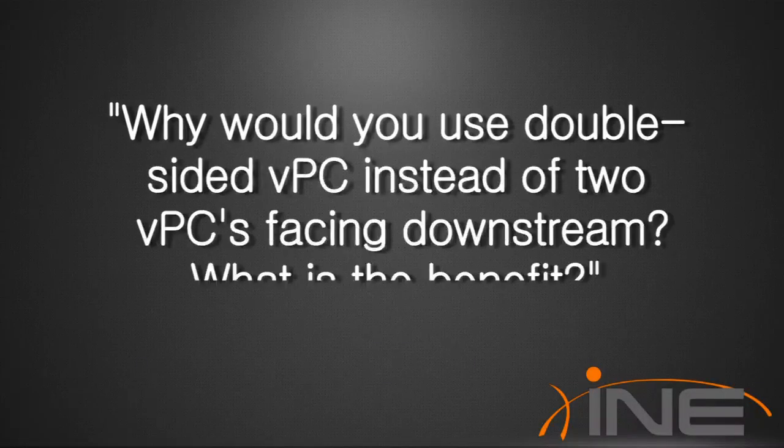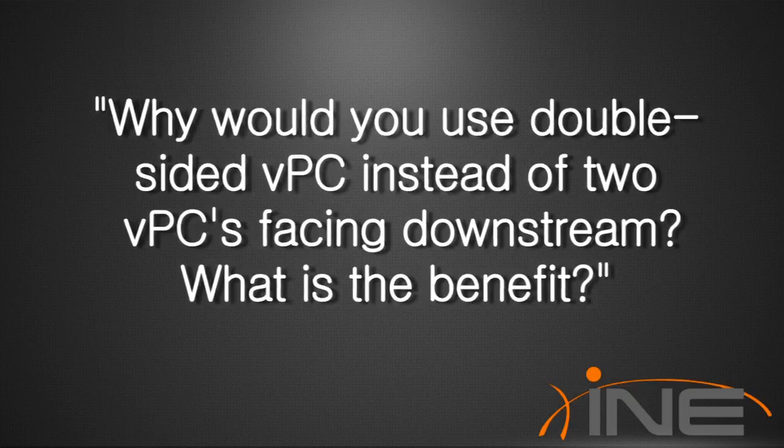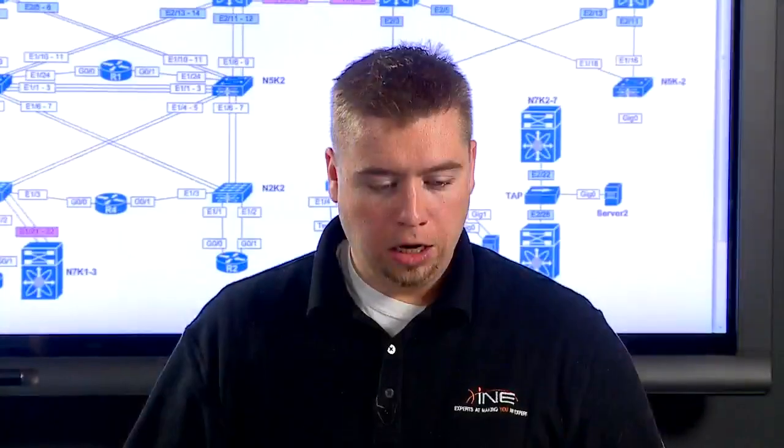There's a question, why would you use double-sided VPC instead of two VPCs facing downstream? What is the benefit? The benefit is that it looks like one logical link from the perspective of the load balancing and from the perspective of spanning tree. So when I'm sending frames north from the 5Ks up to the 7Ks, I basically have 8 possible different decisions.